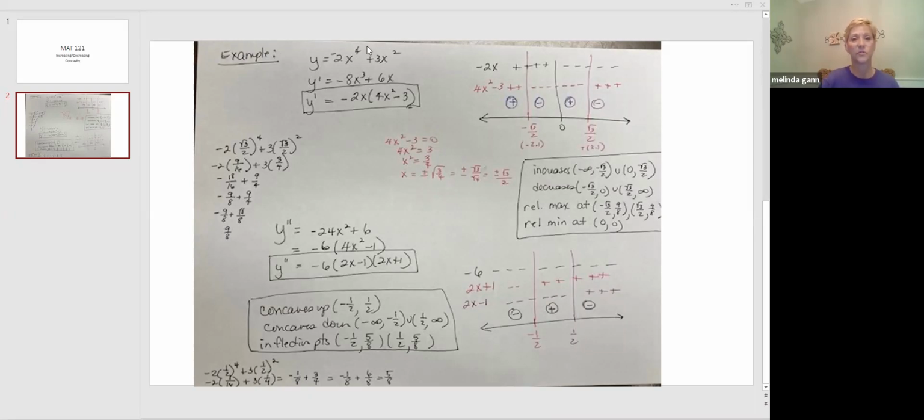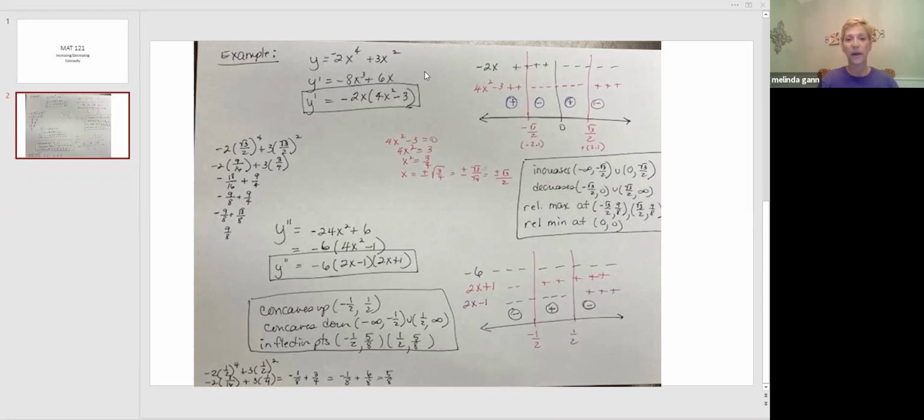So I'm going to take the first derivative. So power rule, that 4 comes down. So I've got a negative 2 times 4 is a negative 8. My variable stays the same. My power goes down by 1. So that's why I got a negative 8x cubed plus, and the same thing. That 2 comes down, so the derivative of 3x squared is 6x.